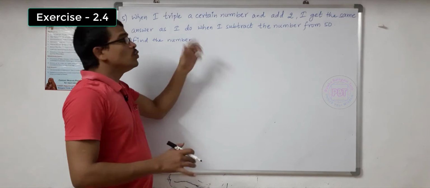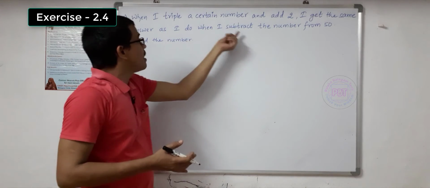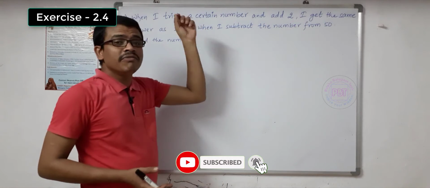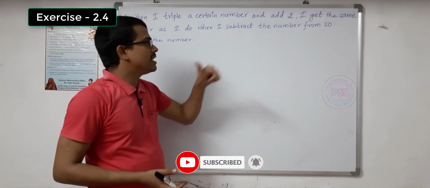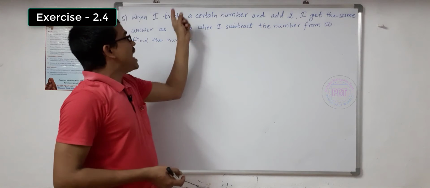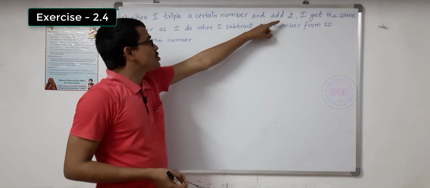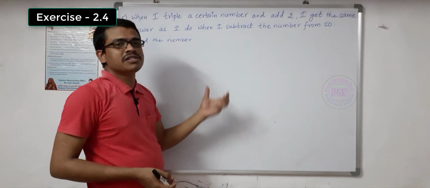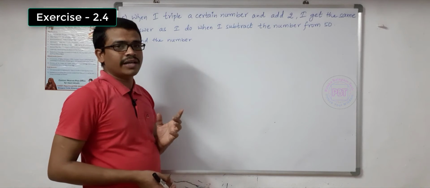What is the same answer you are getting? What are you doing here? When I subtract the number from 50. From the 50 you are subtracting which number? The original number x. That is 50 minus x is the answer. Isn't it? So 3x plus 2 equal to 50 minus x is the required simple equation. By solving that you will get the number x.